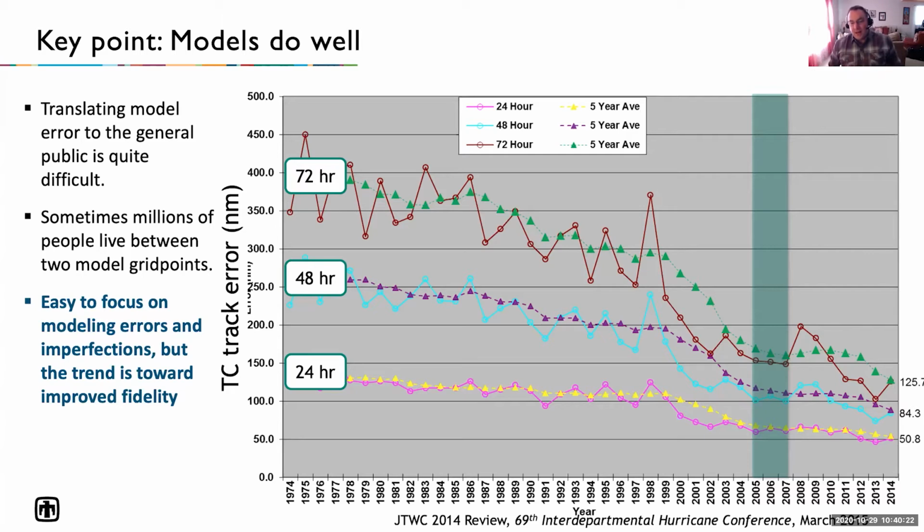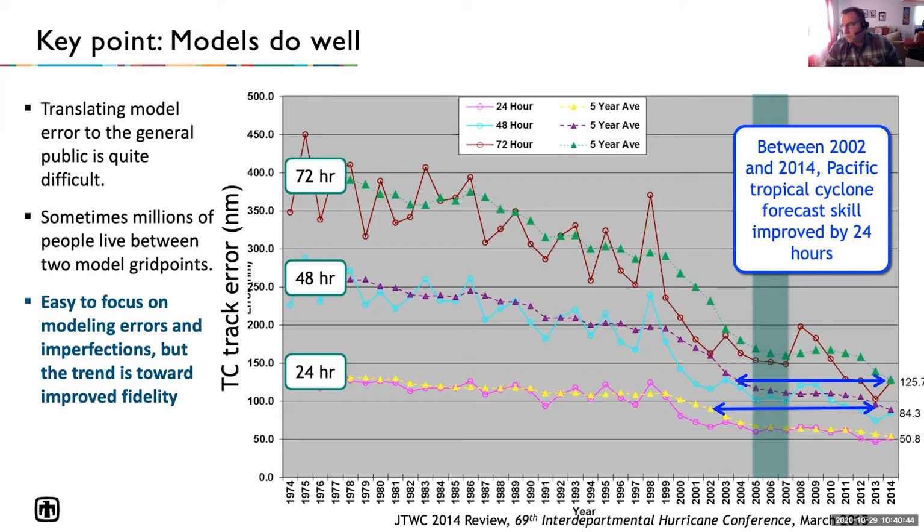What you see here is a plot of the tropical cyclone forecast track error at the 24-hour, 48-hour, and 72-hour forecasts between 1974 and 2014. It's just because I haven't updated this slide that I don't have more up-to-date data. The way I like to view this is to draw two horizontal lines. You see, for example, that between 2002 and 2014, forecast skill improved by a full 24 hours. If you follow those horizontal lines, the 72-hour forecast in 2014 is as accurate as the 48-hour forecast was.